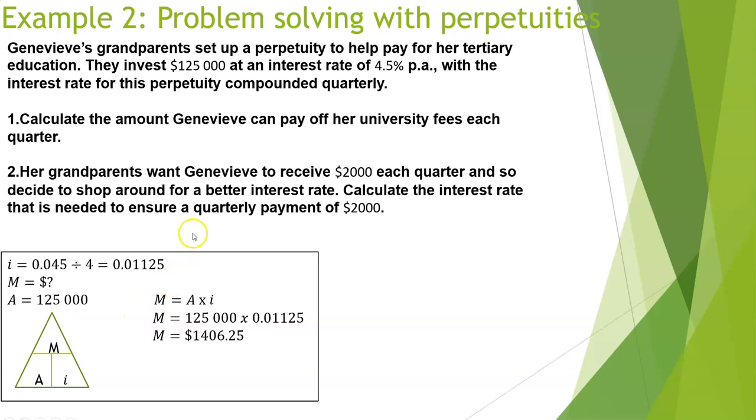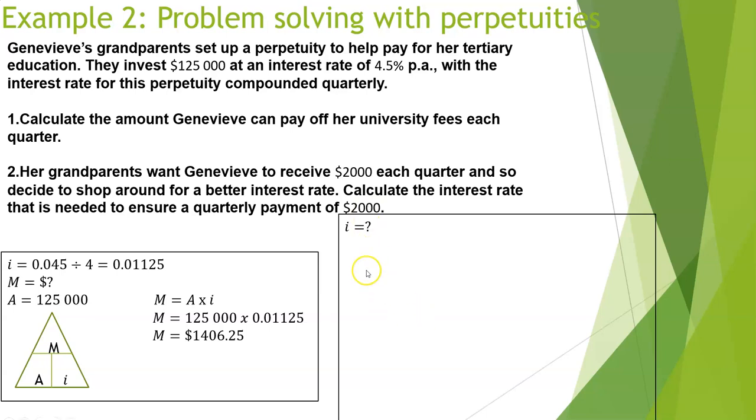So next part of the question, her grandparents want Genevieve to receive $2,000 each quarter. And so they decide to shop around for a better investment rate. Calculate the interest rate that is needed every quarter to have a payment of $2,000. So now we're trying to find I. We know our M is $2,000. Our amount is still the same as before, $125,000. So if we're looking for I, we put our hand over the I, and that gives us M divided by A.